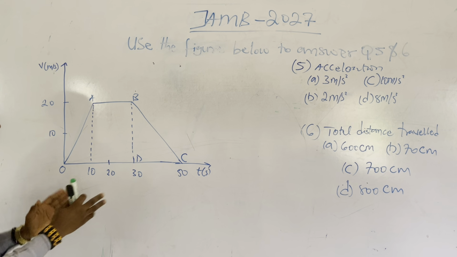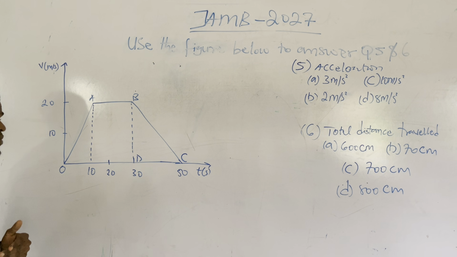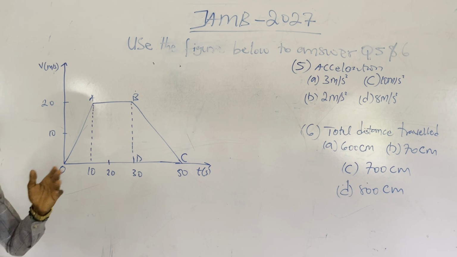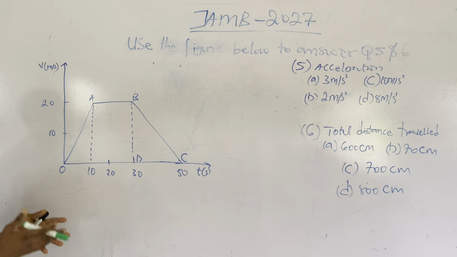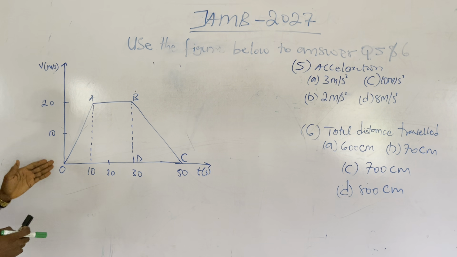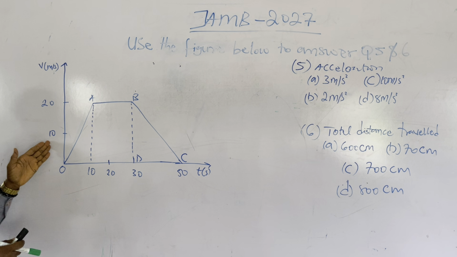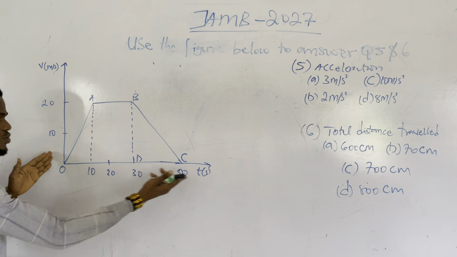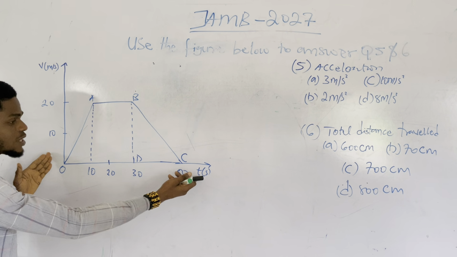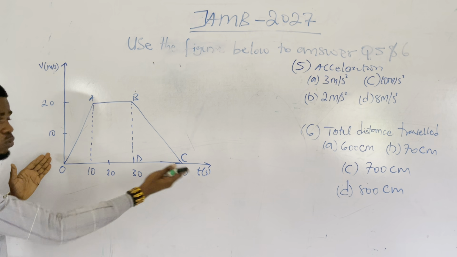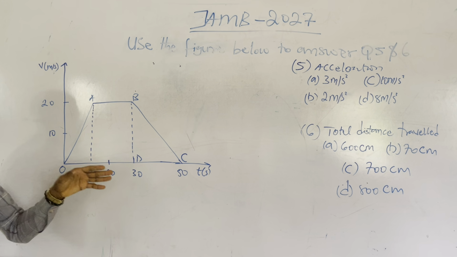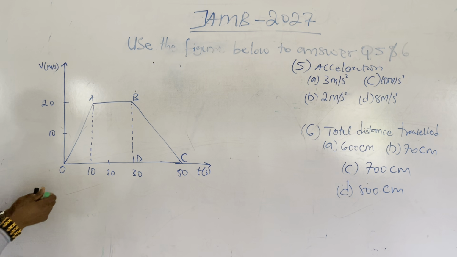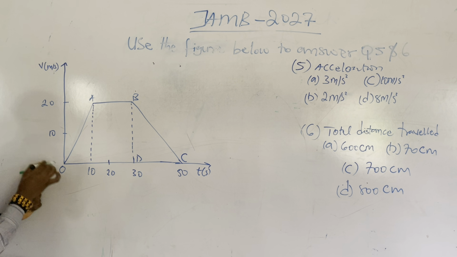If you look at this diagram, this is a diagram of a velocity time graph. First, acceleration. Acceleration is the rate of change of velocity with time. This vertical axis denotes velocity, while the horizontal axis denotes time. So for our acceleration, the change of rate, this is the starting point, point O.